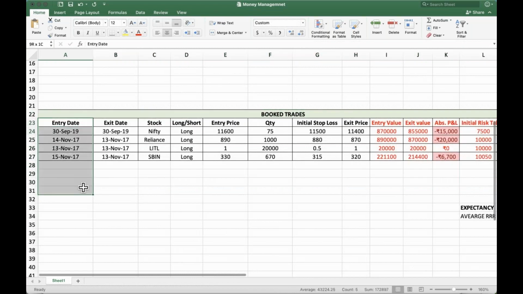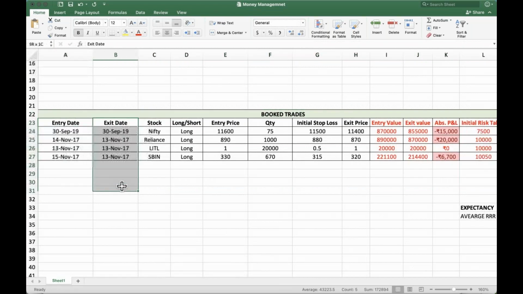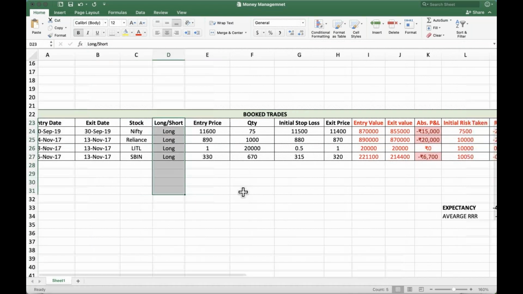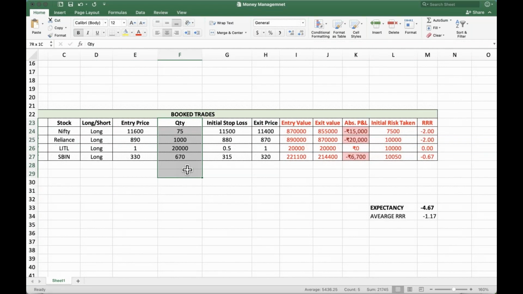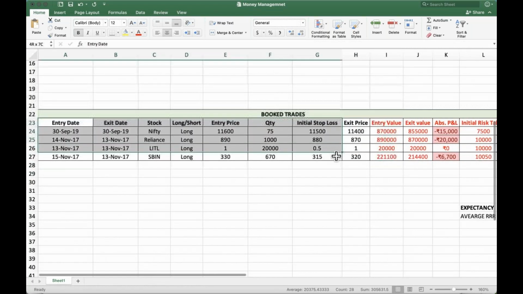Your date of entry, date of exit, the stock, whether it's a long trade or a short trade, entry price, QTY quantity, initial stop loss, the stop loss which you took at first, and exit price, the price at which you exited. These are the parts that you have to feed manually, the black. Whichever is in black, you have to feed manually.